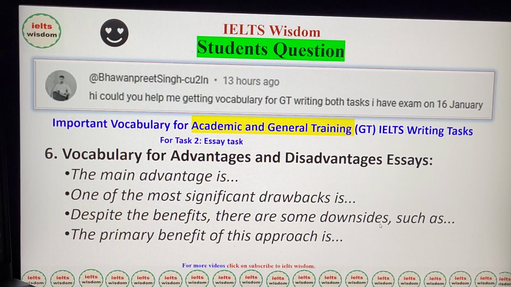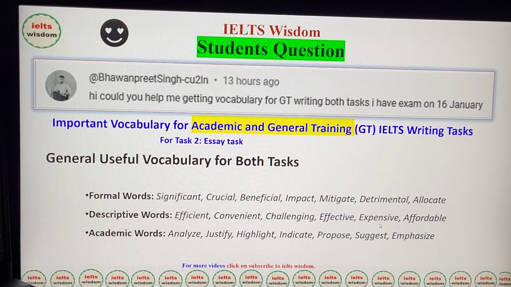Okay, all right, so moving to the next: formal words, which you can use in both tasks. Both tasks means in your writing task, both the letter writing in General Training and also the essay task, Academic and General Training, because you are going to attempt both tasks, right? So these are general vocabulary words you need to keep in mind while attempting your IELTS exam. Formal words which you can use: significant.